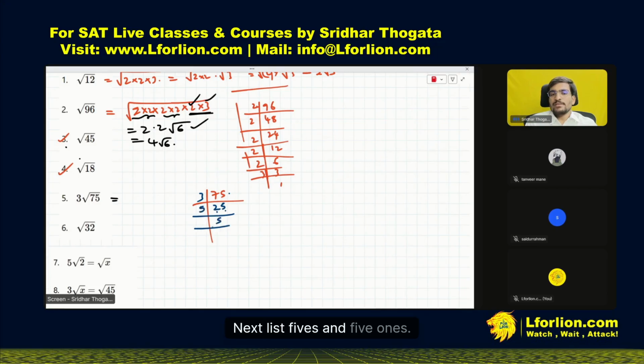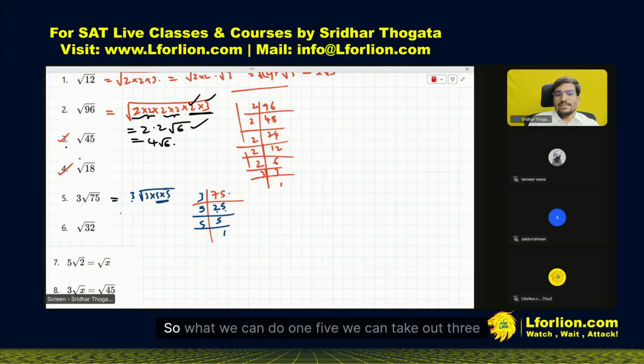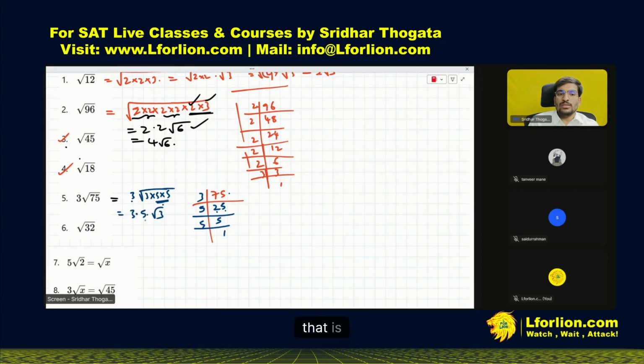5 5s and 5 1s. So here 3, it's not cube root, be careful. It is 3 root of 3 into 5 into 5. 2 fives are there, so what we can do is take 1 five out. 3 into 5 into root 3. That is 15 root 3, the answer.